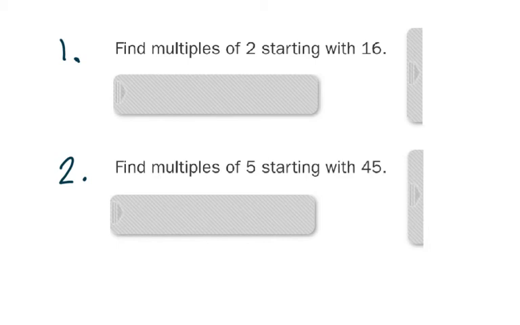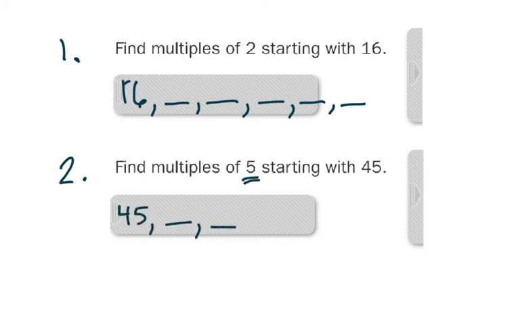What you're going to do is in number 1, I want you to find multiples of 2 starting with 16. Then I want you to write the next 5 multiples of 2 starting with 16. Then for number 2, you're going to find multiples of 5 starting with 45. Would you please find the next 5 multiples after that? Go ahead and pause your video while you are filling in the multiples of 2 and 5.